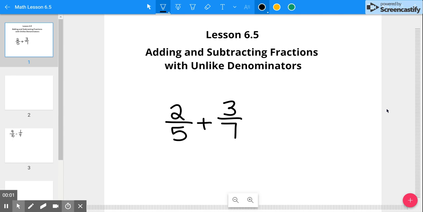This lesson is Chapter 6, Lesson 5. We're going to look at adding and subtracting fractions when they have different denominators, so unlike denominators.